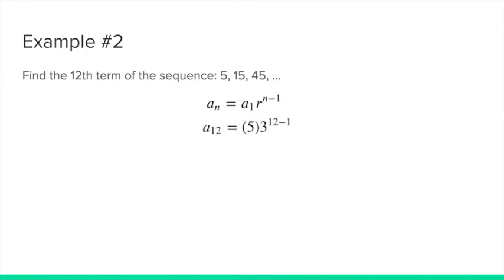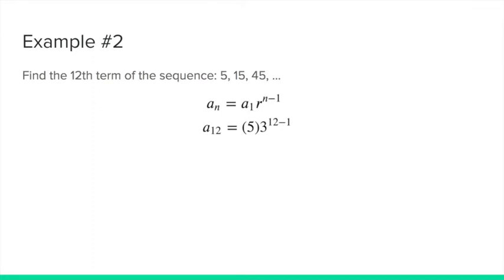So we plug those pieces in, and we'll be able to find out that a12 is 5 times 3 to the 11th. 3 to the 11th is 177,147, and then you multiply that by 5, and you get 885,735. So let me back up for just a second and point out one common mistake that I see here.